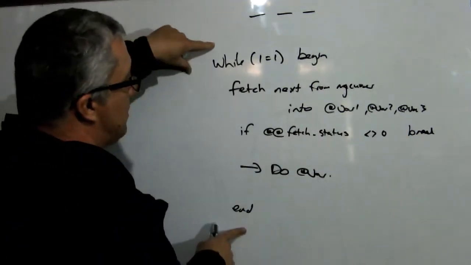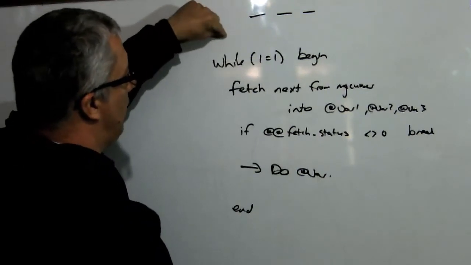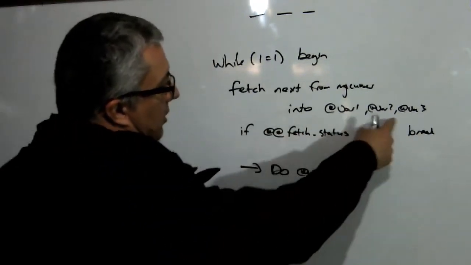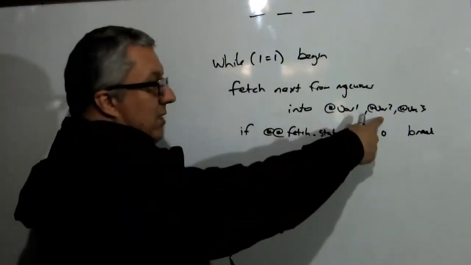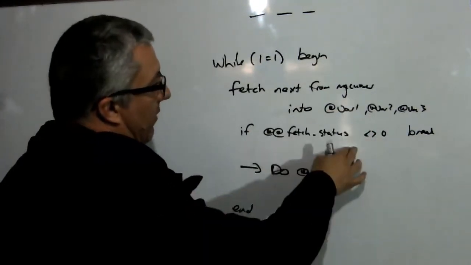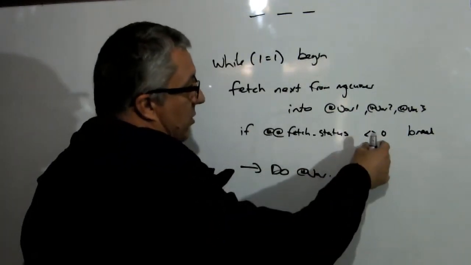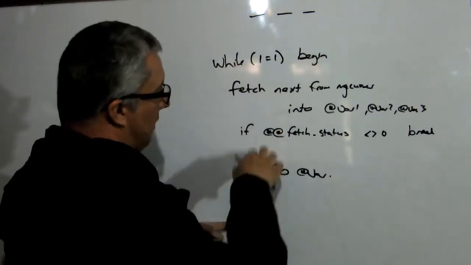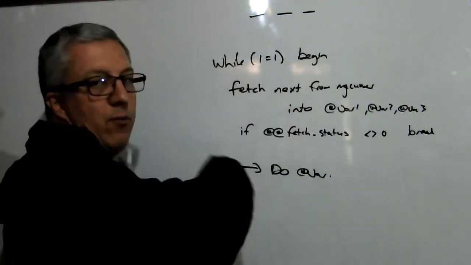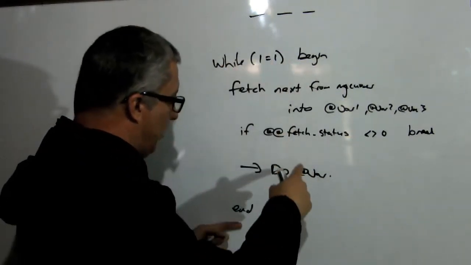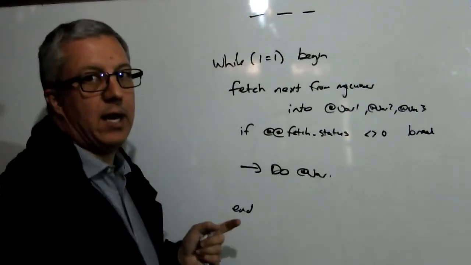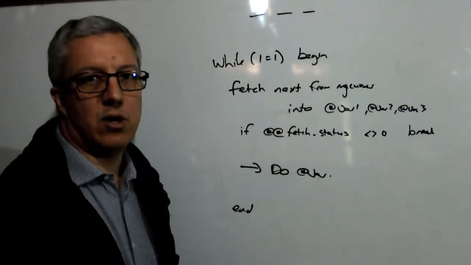So this is the inside. Over there I'll declare, I'll open, I'll do my while, fetch it into my variables. Remember to declare these before you use them. If my fetch status is not 0, I'll break out of it. Do whatever I need to do. It will repeat that for every record in my select, and then I'll close it and deallocate it. And that is the basics of a cursor.